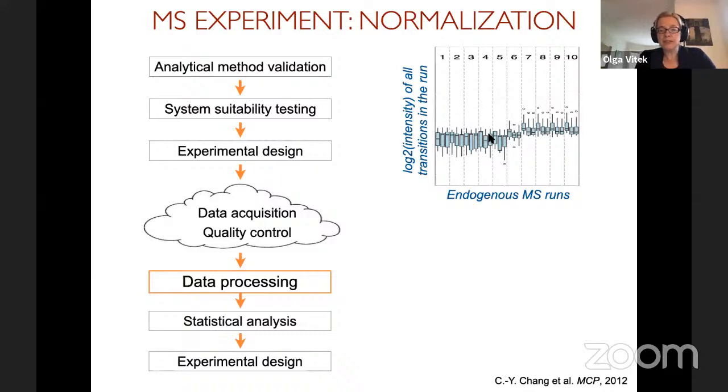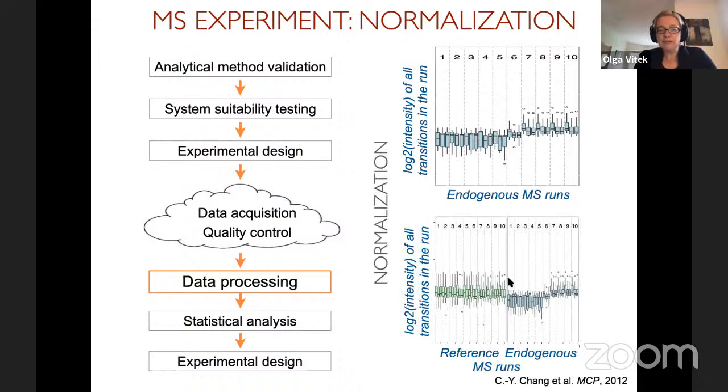And so in this case, because of that, this experiment also included reference standards. And so if the experiment has reference standards, MSstats will make a plot like that, where the left panel corresponds to the references and the right panel corresponds to the endogenous peaks that we're interested in.